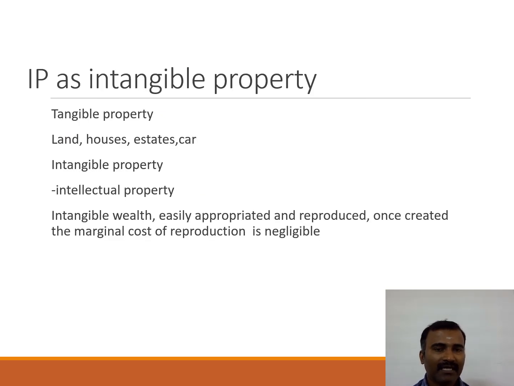IP is an intangible property. Generally, property can be divided into two categories: tangible property and intangible property. Tangible properties are the permanent ones, like land, houses, estate, or a car. But intangible property is intellectual property. IP comes under intangible property. It may be your wealth, or it can be easily appropriated and reproduced, and the marginal cost of reproduction may be negligible.